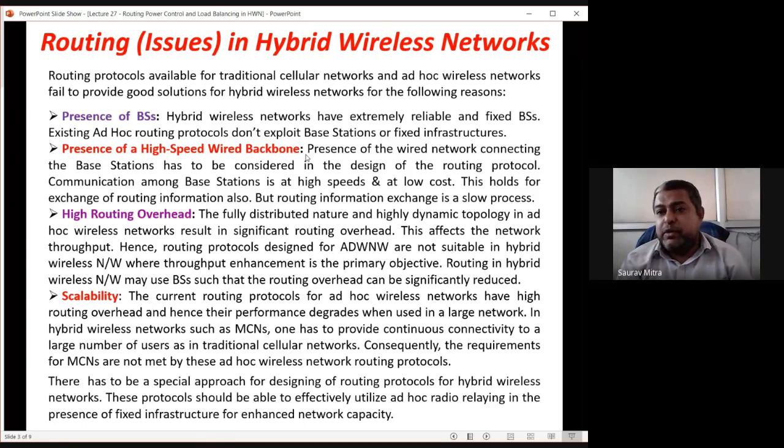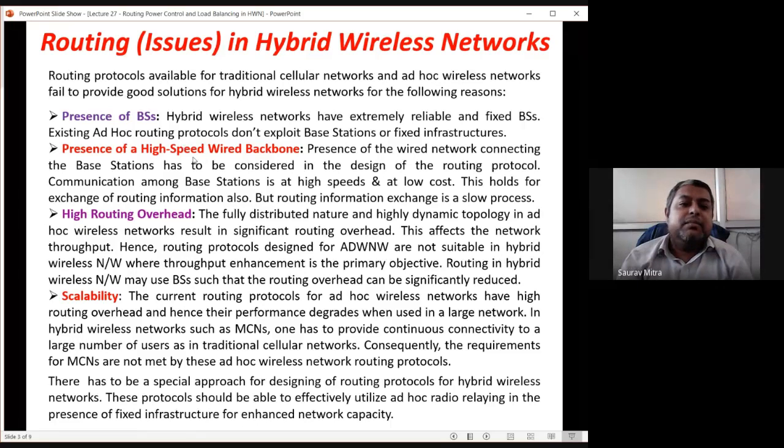Presence of a high speed wired backbone. In yesterday's lecture we had seen, in the case of mobile phone communication, that if there are two cells side by side, at the center of the first cell there is base station 1, and at the center of the second cell there is base station 2. Base station 1 and base station 2 have a specific high speed data link between them, but the base station and the other intermediate nodes are not on a high speed network. So there are two types of communication within a cell. One is between two base stations, which is very high speed, but from a base station to the other intermediate nodes it is a kind of low speed communication.